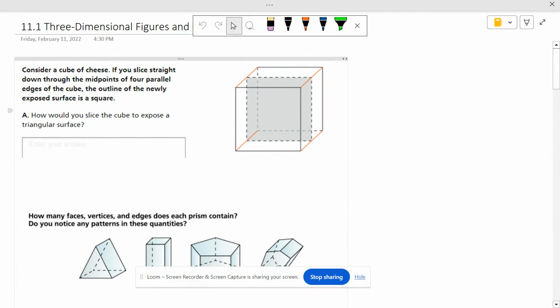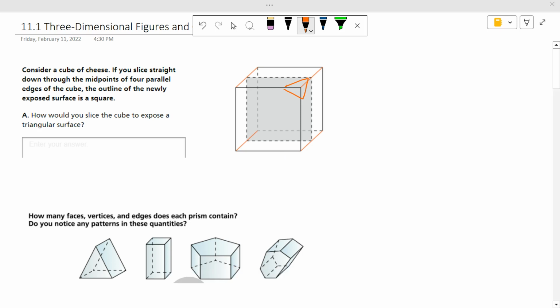Okay? Now, if I would take this one, and clip off the corner diagonally. If I'd clip off the corner diagonally, what would you see? A triangle. Okay? So that's called a cross section. When you clip off something, that's a cross section.